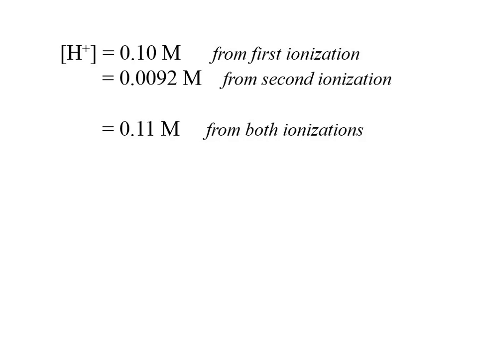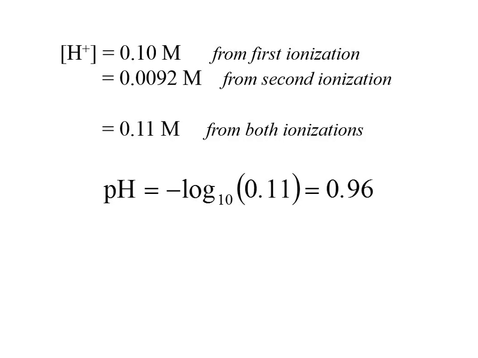So that's it. Almost done. So that's the hydrogen ion concentration. We're supposed to knock out the pH, and we know how to do that, right? So that would be take the negative log of 0.11, and you get 0.96. If you were just to go with the ionization from the first ionization, if you take the negative log of 0.10, you get 1.00.